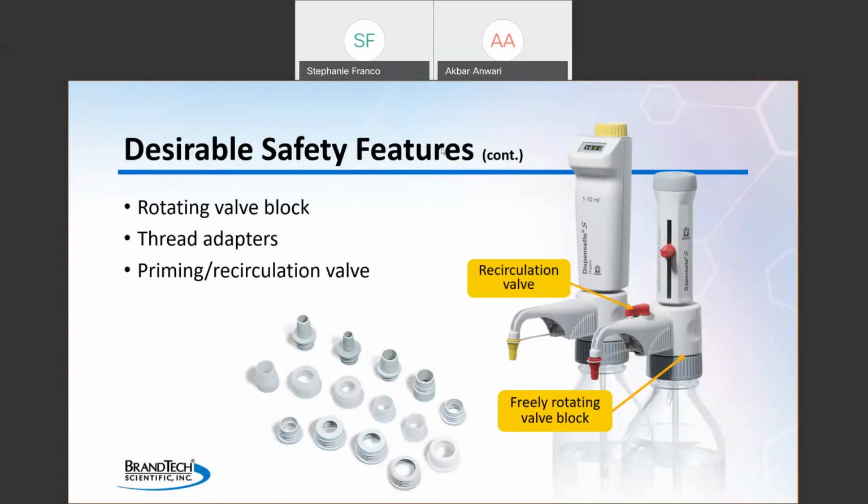Great information so far, Akbar. It's time for another poll. So you should see the poll question again, maybe on the right side of your screen. The question is, if you have a bottle top dispenser in your lab, do you A, attach the dispenser directly to the reagent bottle, or B, pour the reagent into a special dispenser bottle?